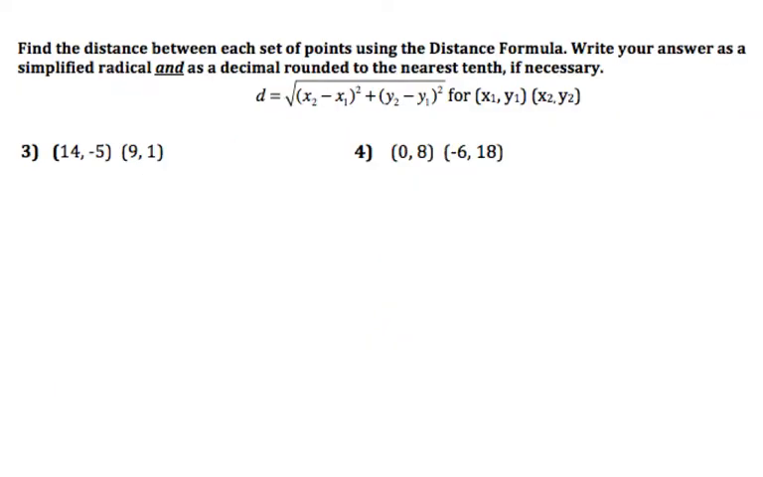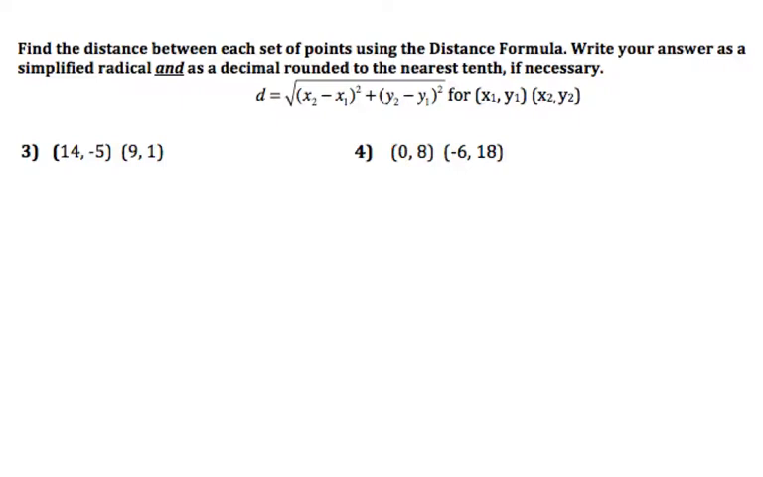Okay, for 3 and 4, we're going to find the distance between each set of points using the distance formula. We're going to write our answer as a simplified radical and as a decimal rounded to the nearest tenth if necessary, just like what we did, rounding and writing as a simplified radical in 1 and 2. So to find the distance, the first thing we've got to do is label our points.